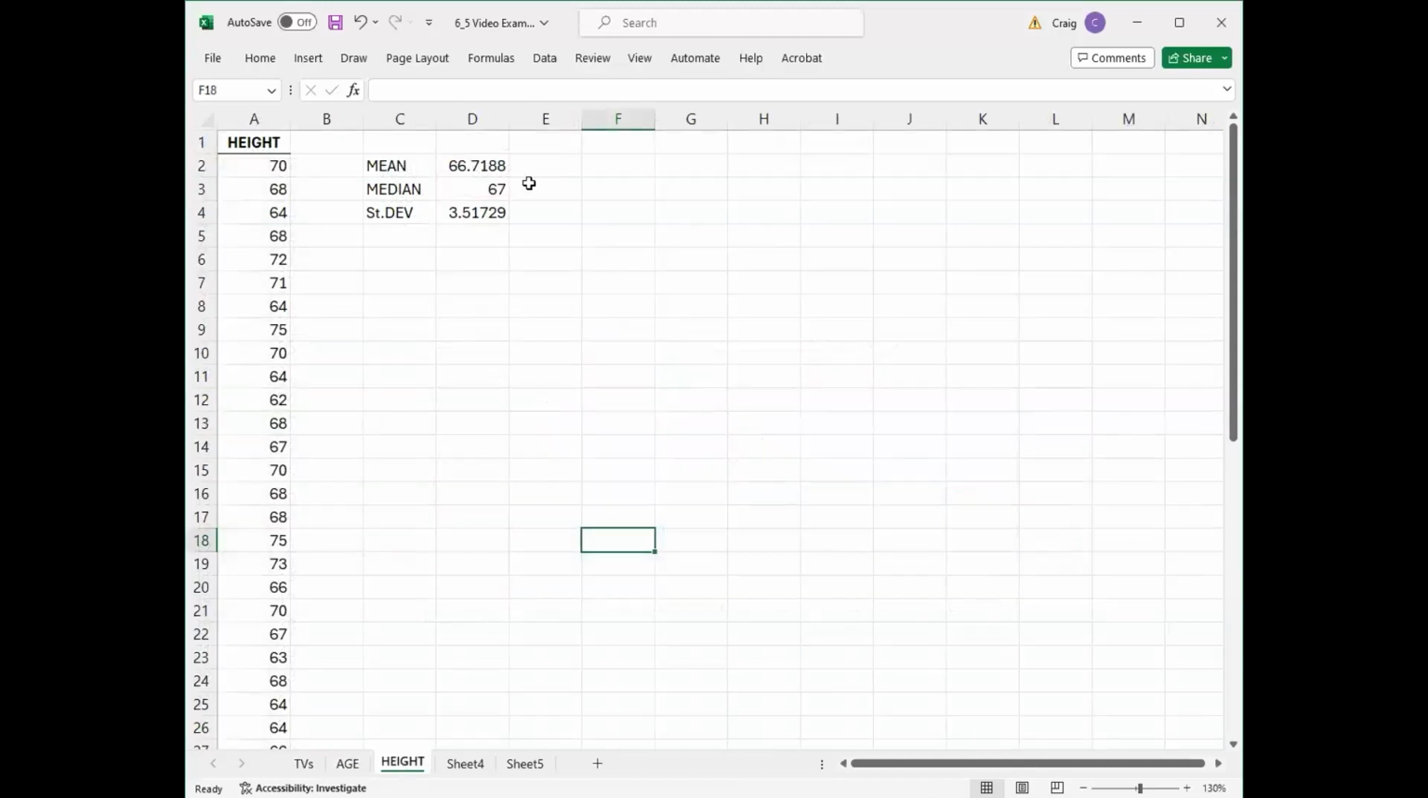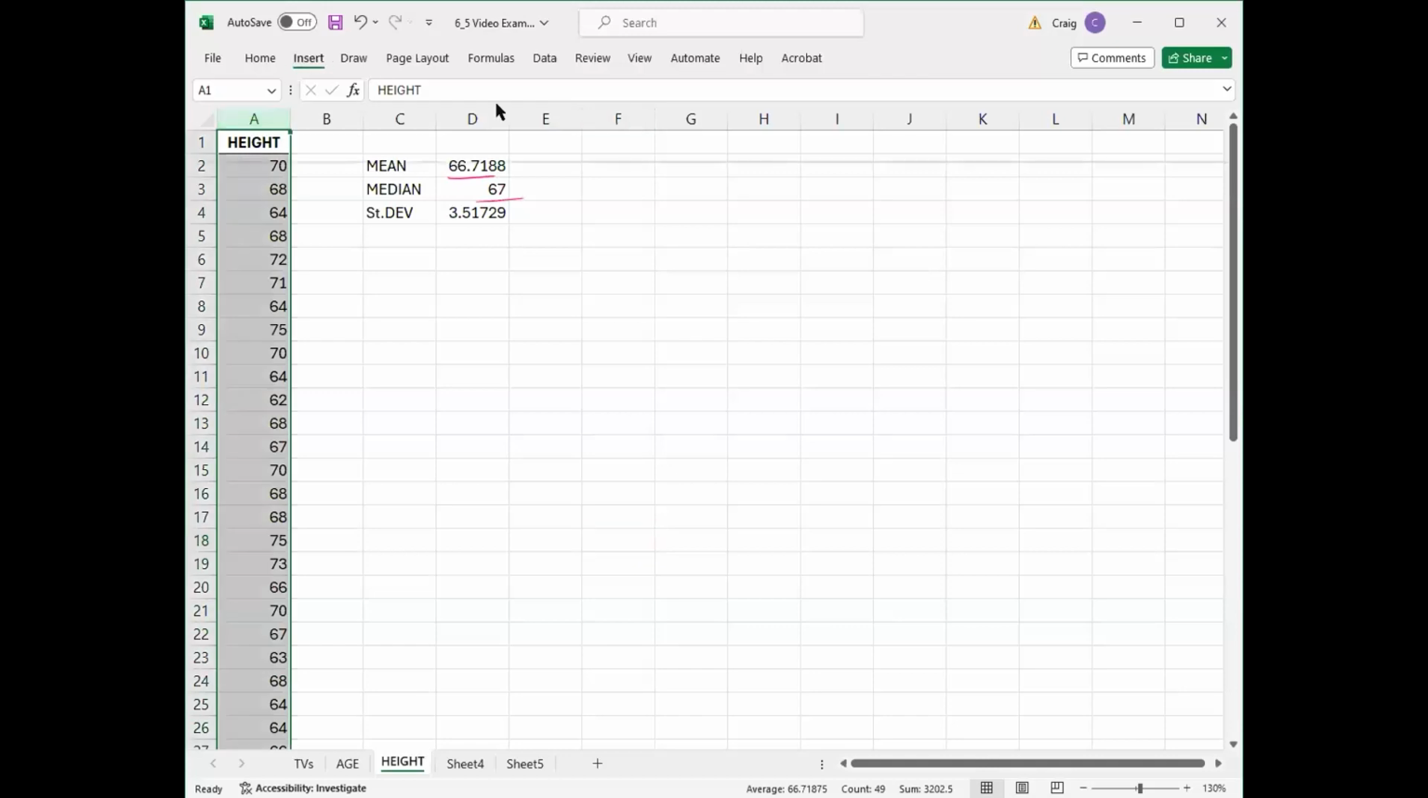Height has a mean of 66.7 and a median of 67. Those, in my mind, in terms of height, if you were looking at someone who is 66.7 inches tall and 67 inches tall, you're probably not going to be able to tell the difference between them. So I would call those real world equal. So then we can take our data and we want to make a histogram.